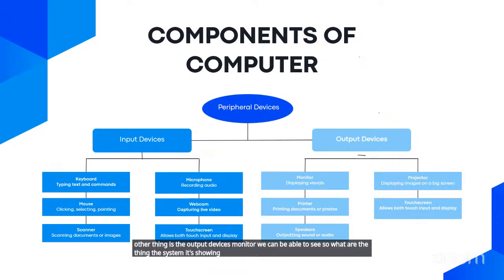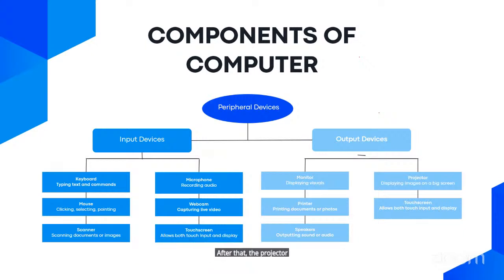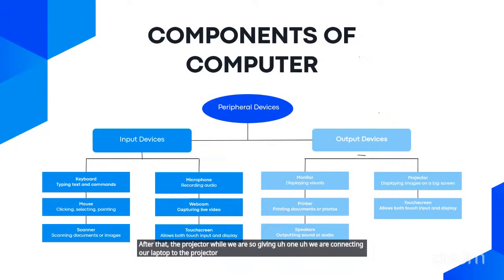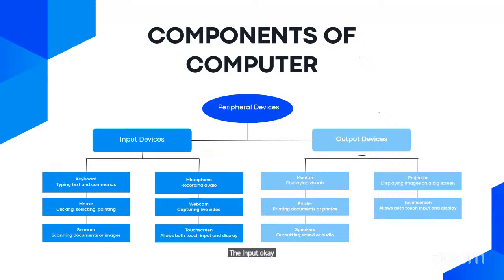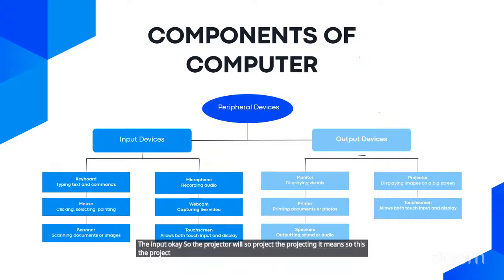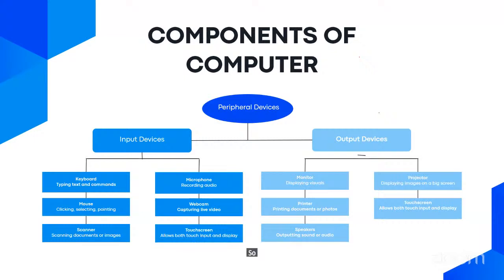After that, the projector. While we are connecting our laptop to the projector, and we are playing some videos on the laptop, the projector will project the video with the help of the input. Okay. So the projector is outputting something, so we can see it. So that is an output device.